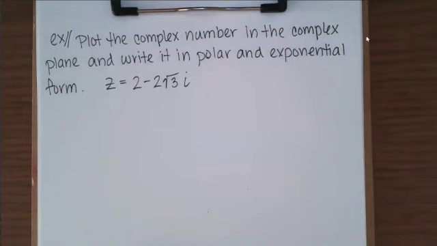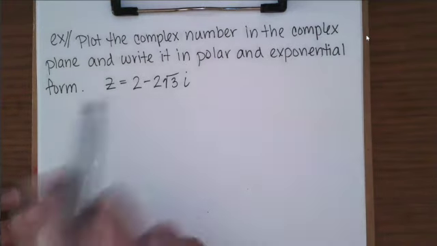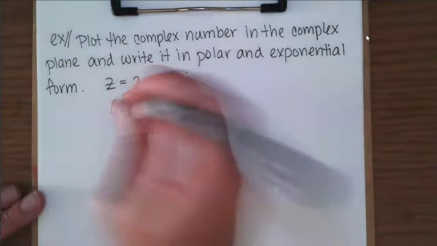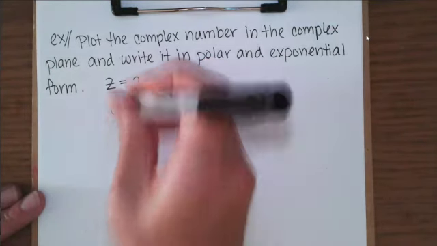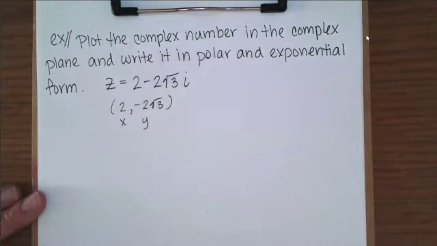Our first example here, we'll work on plotting the complex number in the complex plane, and then we'll write it in both polar and exponential form. We are given the complex number z is equal to 2 minus 2 root 3 i. So this is a complex number in rectangular form. Here x would be 2 and y would be negative 2 root 3. So that's rectangular form. The first thing we want to do is plot it in the complex plane.